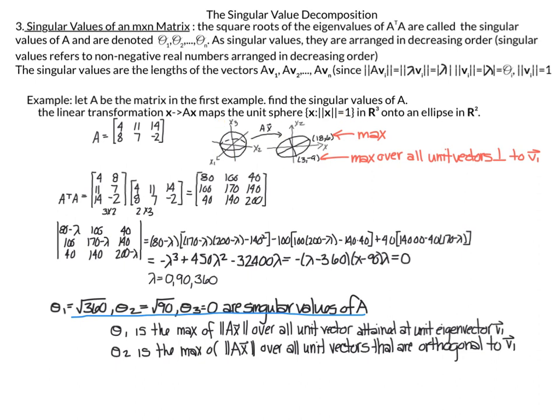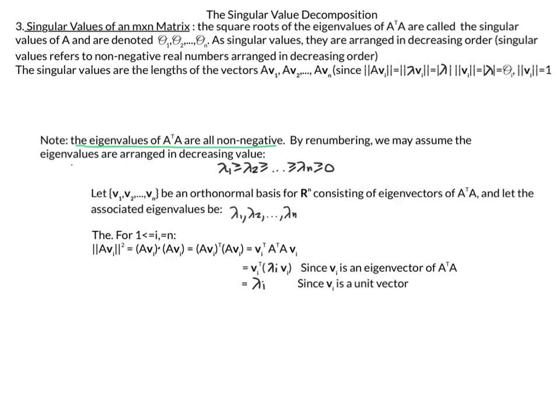And we said that the maximum eigenvalue was 360, but the other eigenvalues were 0 and 90. That means sigma 1 is square root of 360, sigma 2 is square root of 90, and sigma 3 equals 0. And these are the three singular values of A, the max of which is square root of 360.